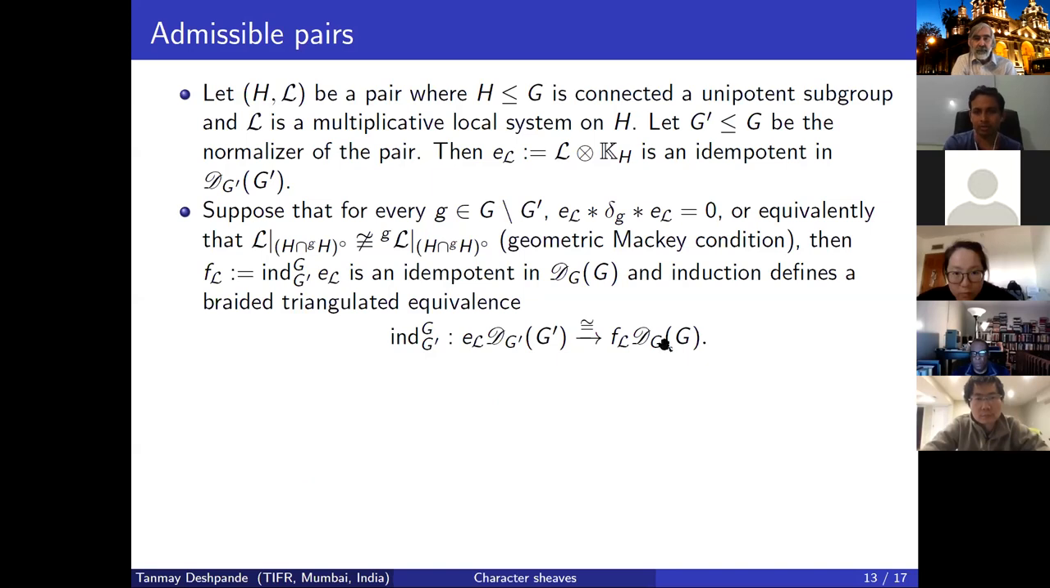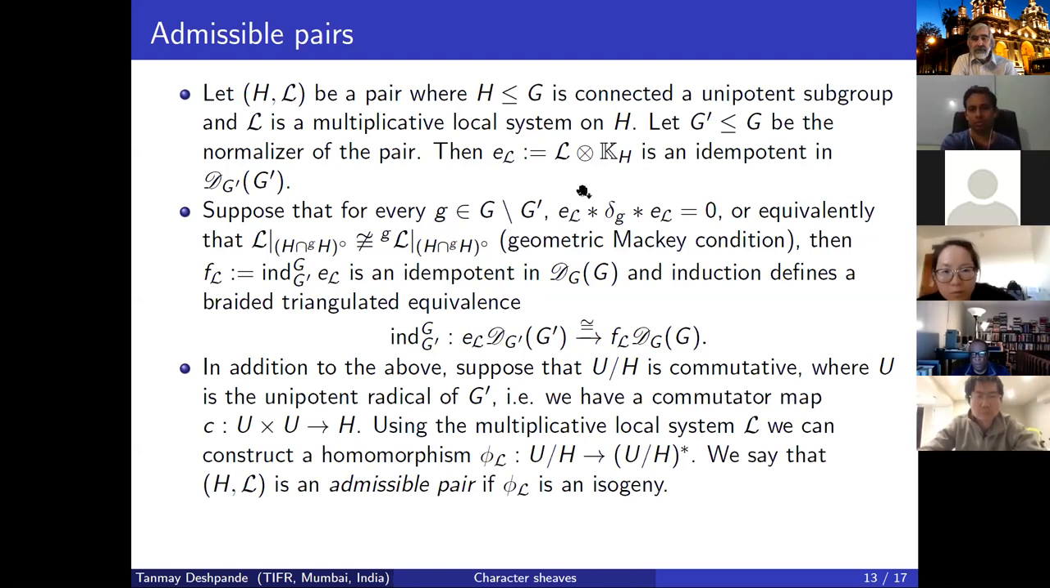And moreover, induction defines a braided triangulated equivalence between these. So basically, this braided category is equivalent to this category corresponding to a smaller group. Now, in addition to the above, suppose we have this G prime, and I let U be the unipotent radical of G prime. And so then it's clear that H will be a normal subgroup of U. Sorry, was H assumed to be normal in G? No, H is normal in G prime. So U is the unipotent radical of G prime. And so G prime normalizes the pair H comma L. In particular, H is normal in G prime.